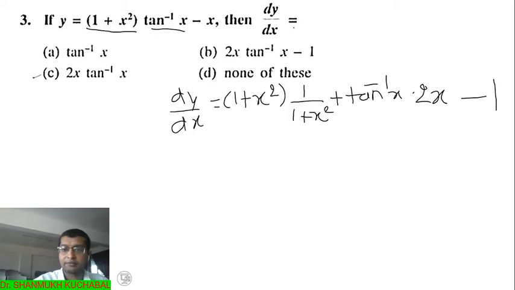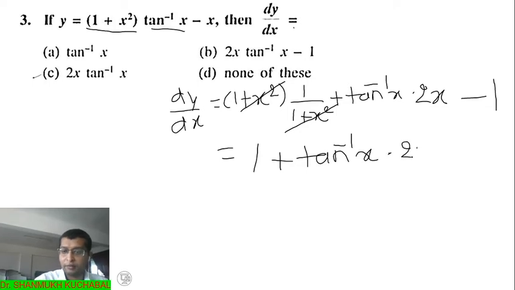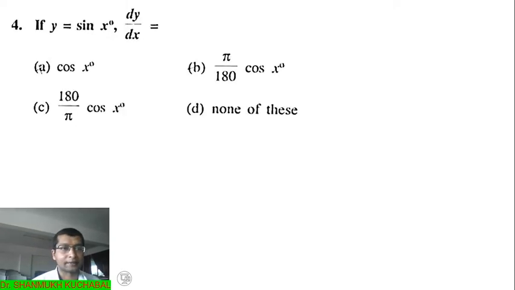x differentiation is 1. So in the next step, we can cancel 1 plus x square from numerator and denominator, we get 1 plus tan inverse x multiplied by 2x minus 1. So further plus 1 and minus 1 get cancelled, therefore the right answer is 2x tan inverse x. So C is the right answer.